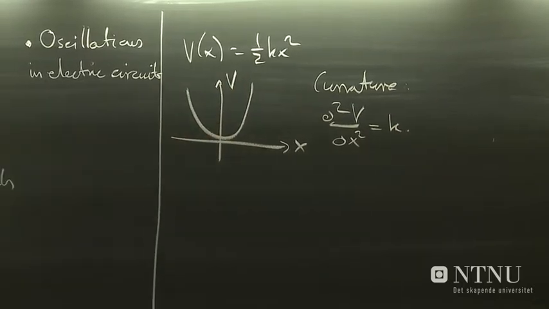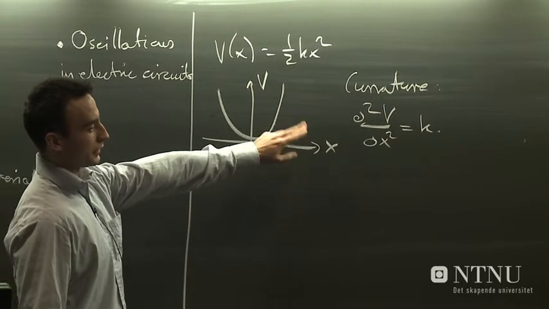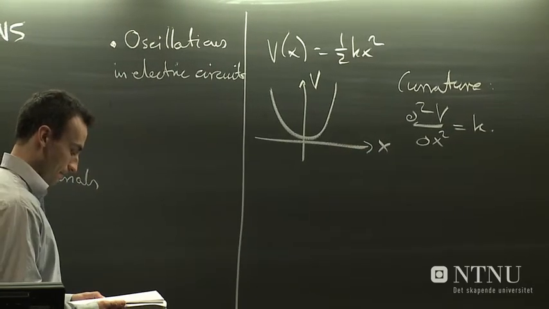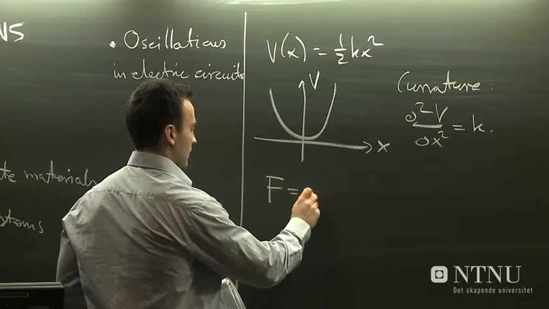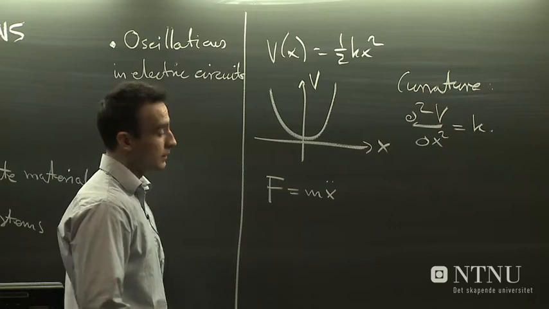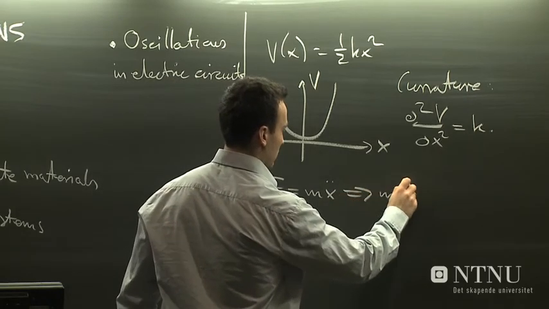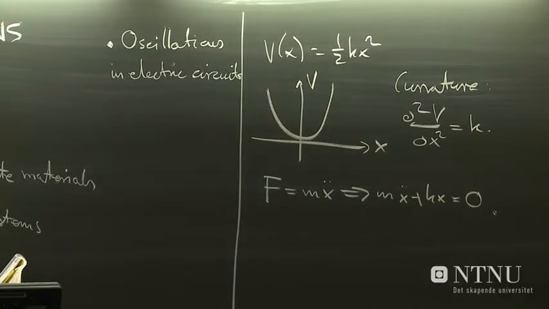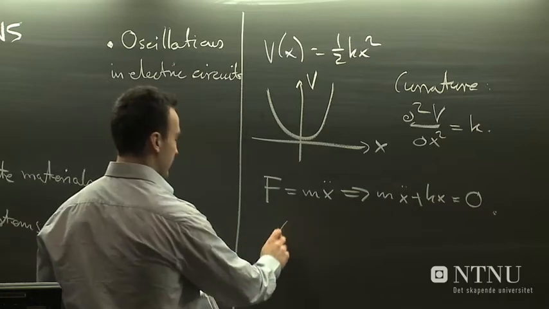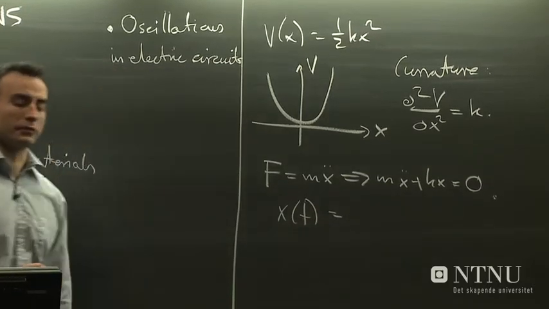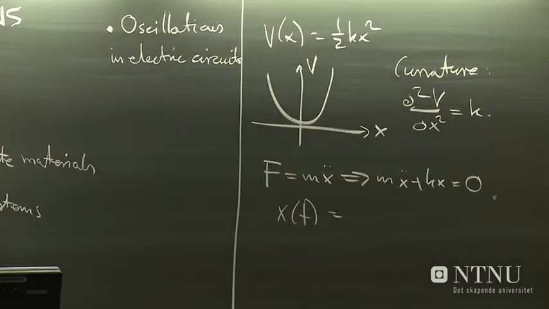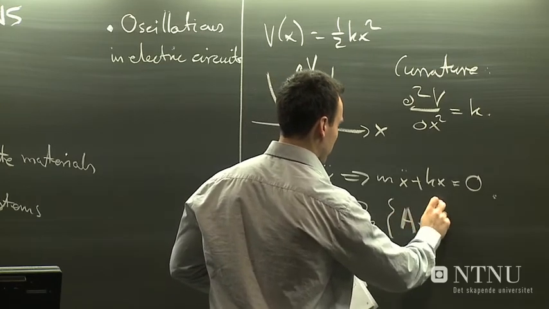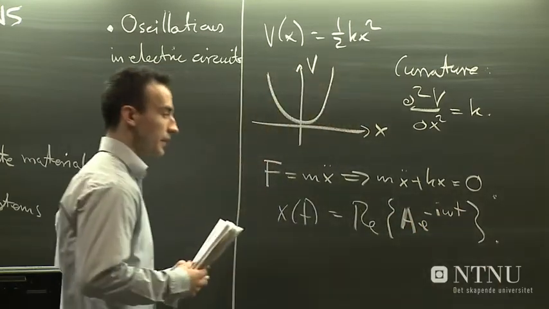We may speak of the curvature of this potential, defined as the second derivative of the potential, which becomes k. The equation of motion looks like this from Newton's second law. And we see that in general, the solution for the position coordinate can be written in quite compact form, like this.